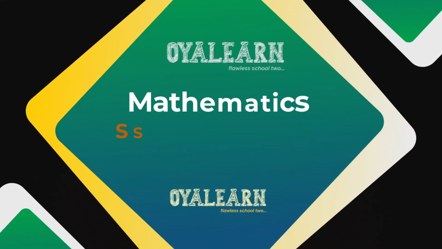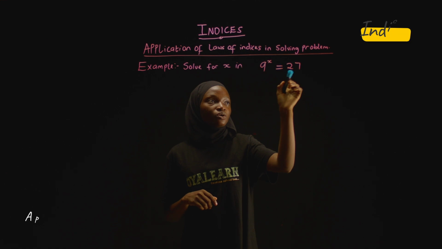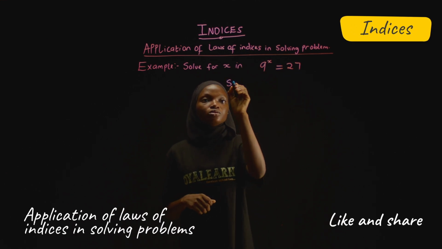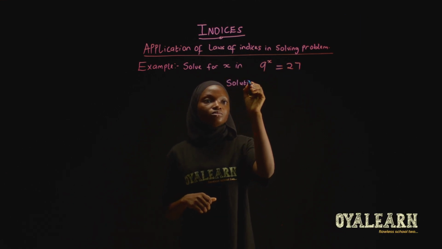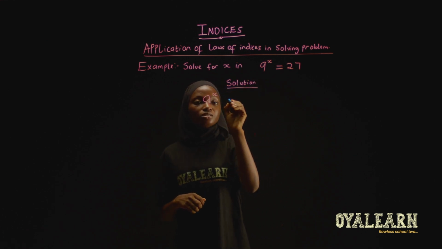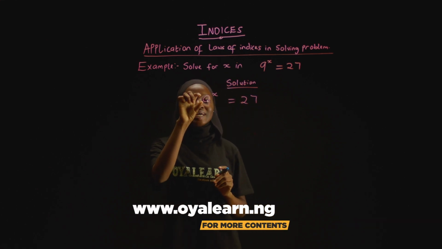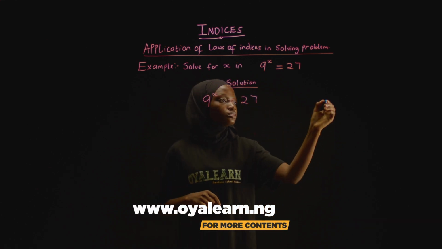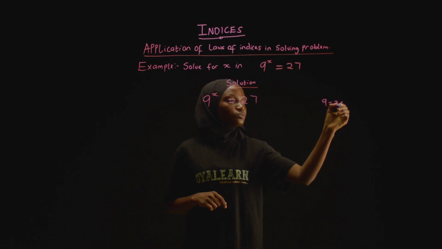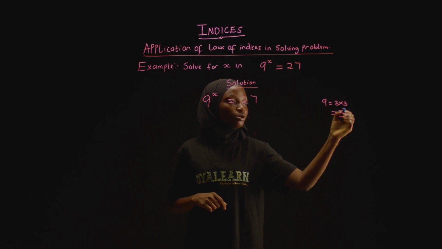Here is another example, and in this example we are to solve for x in 9 raised to power x equals 27. Solution: 9 raised to power x equals 27. Now here 9 can be expressed as 3 times 3, which in index sum gives us 3 raised to the power of 2.